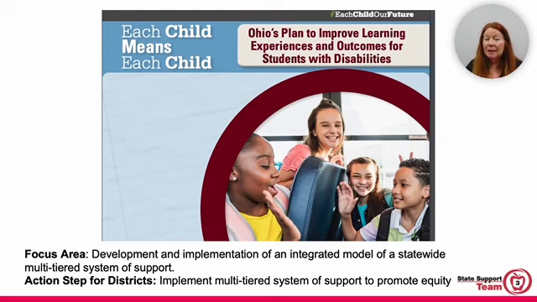Each Child Means Each Child addresses Ohio's plan to improve learning experiences and outcomes for students with disabilities, starting with preschoolers. The plan focuses on development and implementation of an integrated model of statewide multi-tiered system of support. Additionally, we are called to implement multi-tiered systems of support to promote equity.